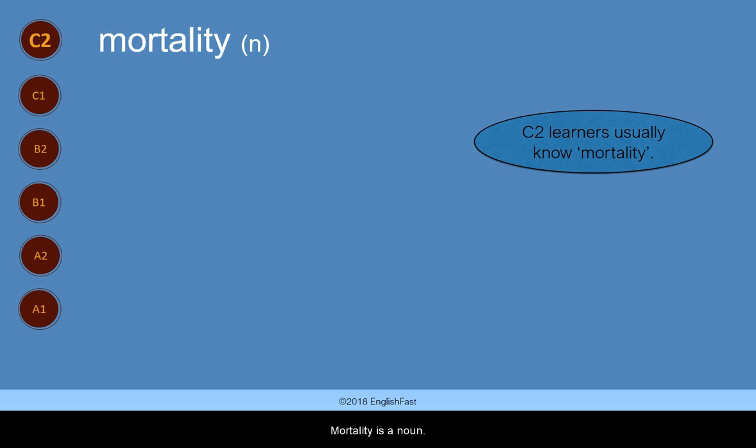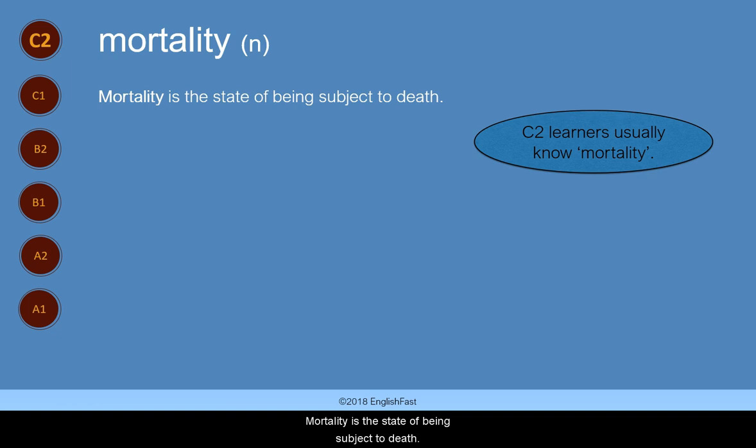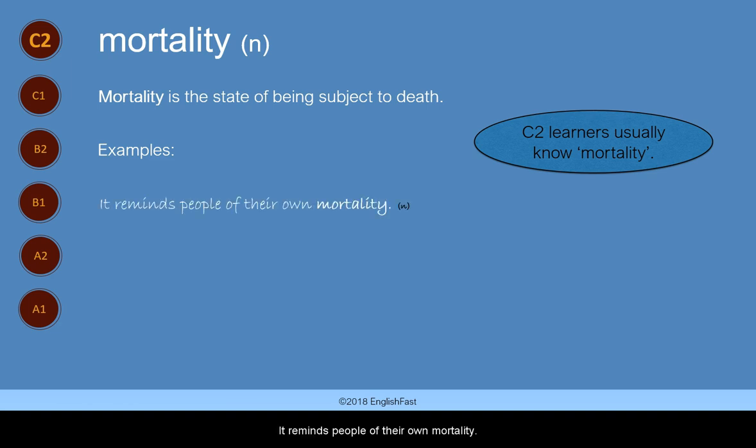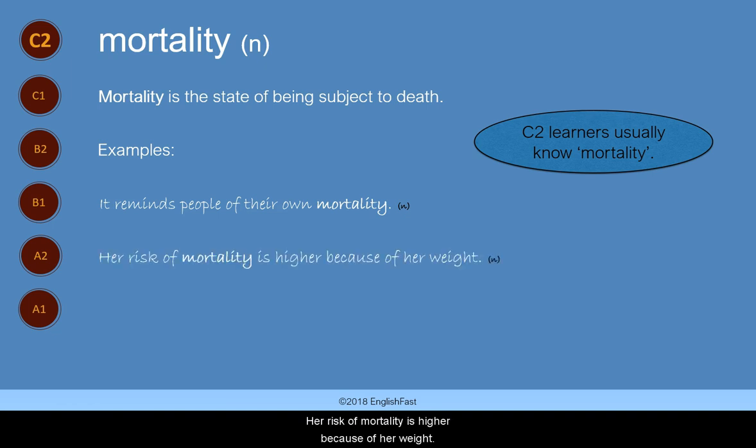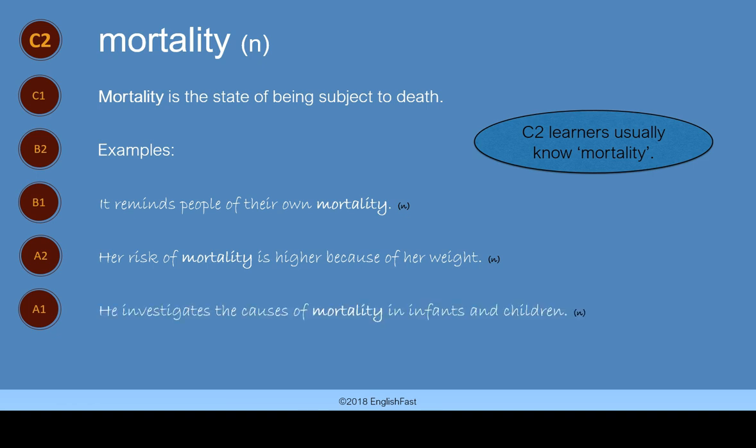Mortality. Mortality is a noun. C2 learners usually know mortality. Mortality is the state of being subject to death. Here are some examples. It reminds people of their own mortality. Her risk of mortality is higher because of her weight. He investigates the causes of mortality in infants and children.